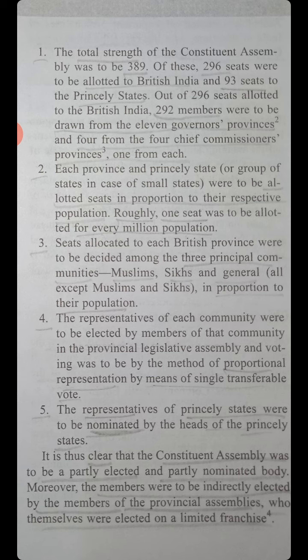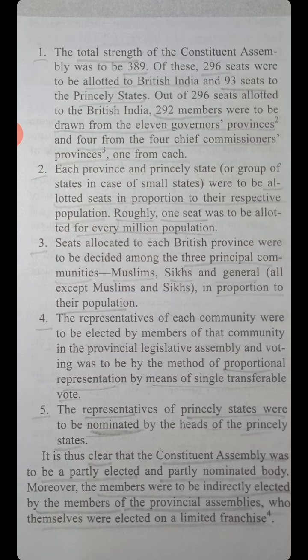Out of the 296 seats allotted to British India, 292 members were to be drawn from the 11 governors' provinces and 4 from the 4 chief commissioners' provinces, 1 from each. Second, each province and princely state or group of states, in case of small states, were to be allotted seats in proportion to their respective population. Roughly, one seat was to be allotted for every million population.